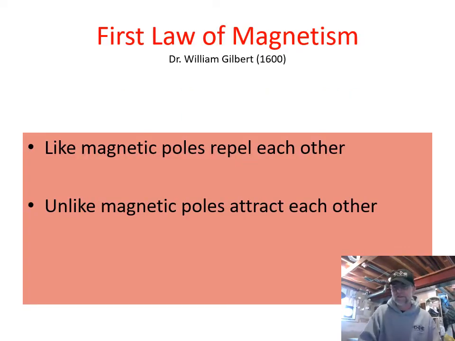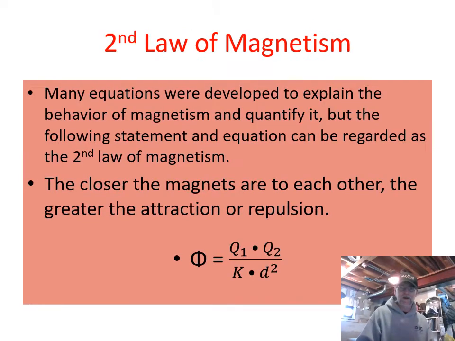First law of magnetism, this is from grade school. Like poles repel each other, unlike poles attract each other. Pretty straightforward. That one's easy. The second one, not so much. That's a nasty, ugly looking equation. Again, I promised you no math, so we're not even going to try and crunch the numbers on this. It's just kind of important to understand conceptually what this is talking about.